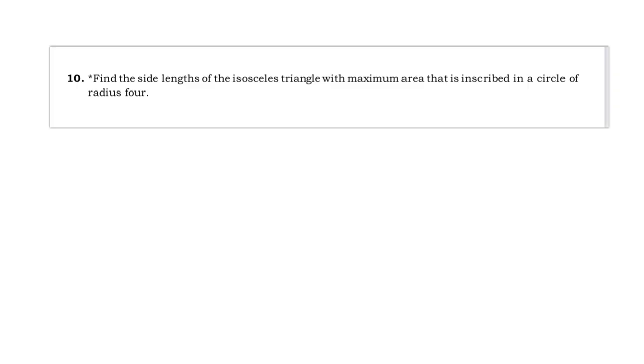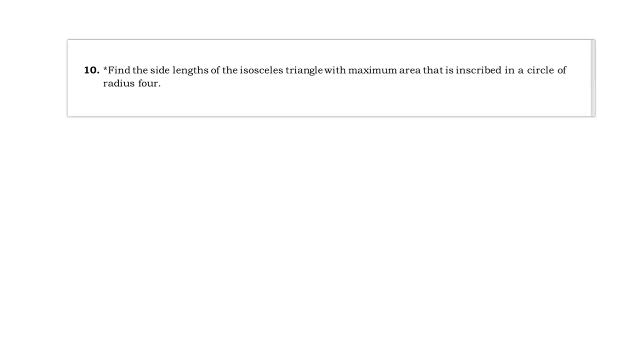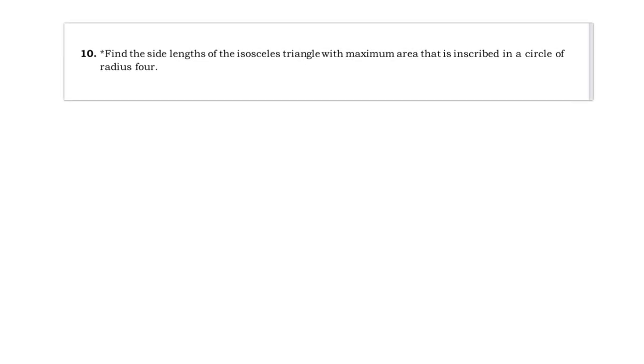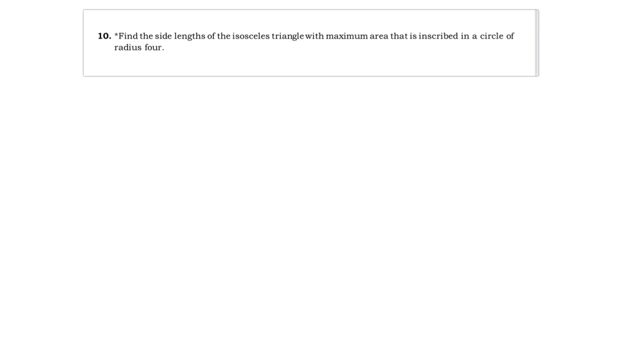This is an optimization problem. There are multiple ways of going about this problem, but I'm going to present the way that I would go about it. So let's dive in. Find the side length of an isosceles triangle with maximum area that is inscribed in a circle of radius 4. All right, so we can, of course, draw a circle of radius 4.